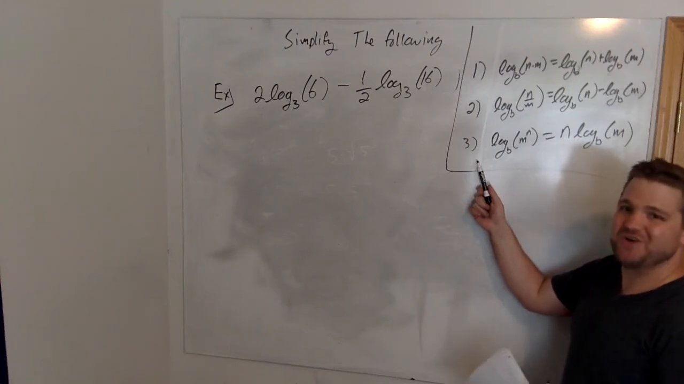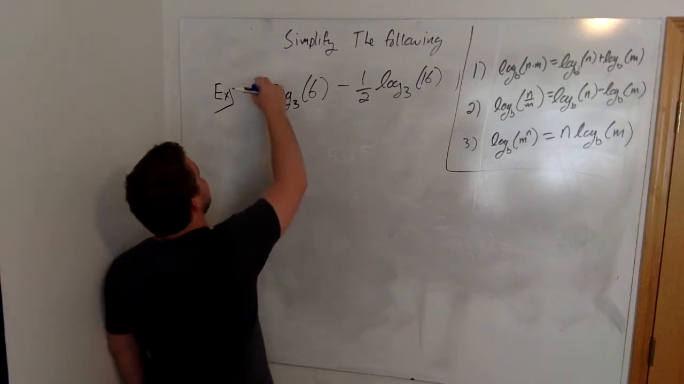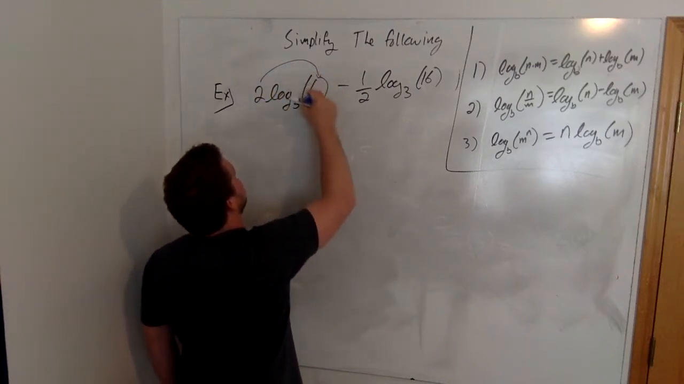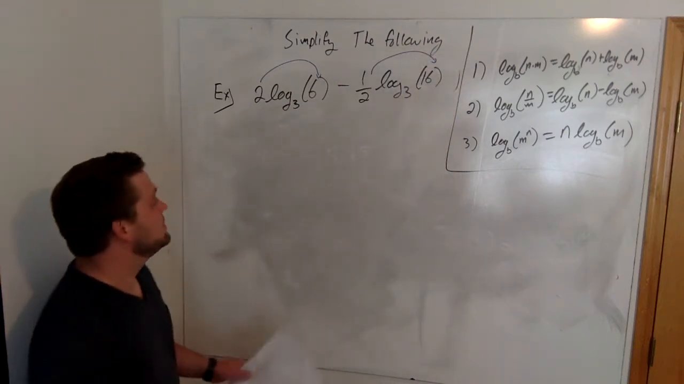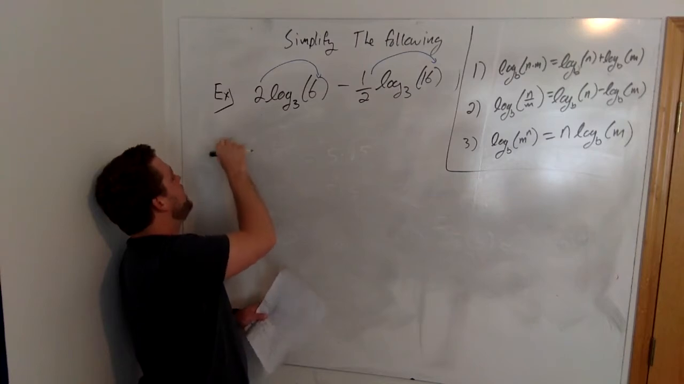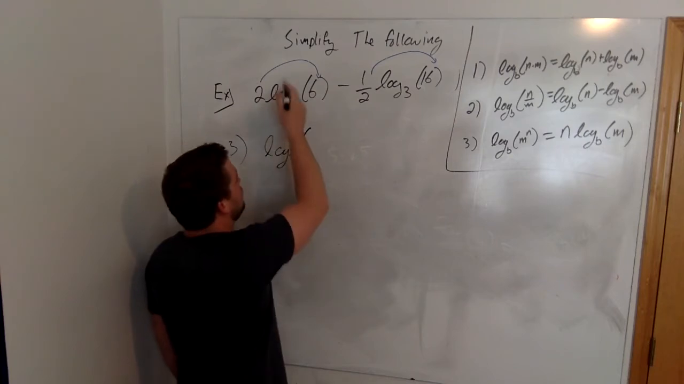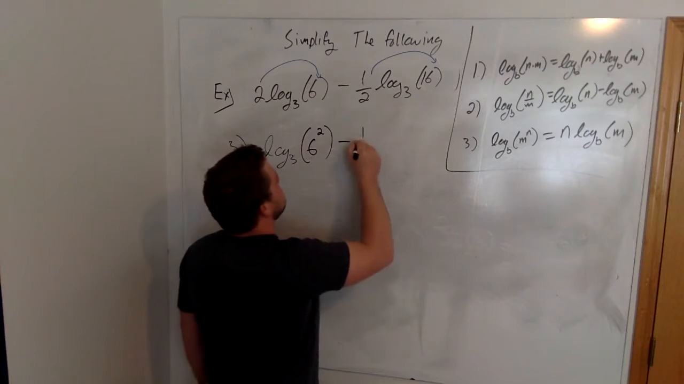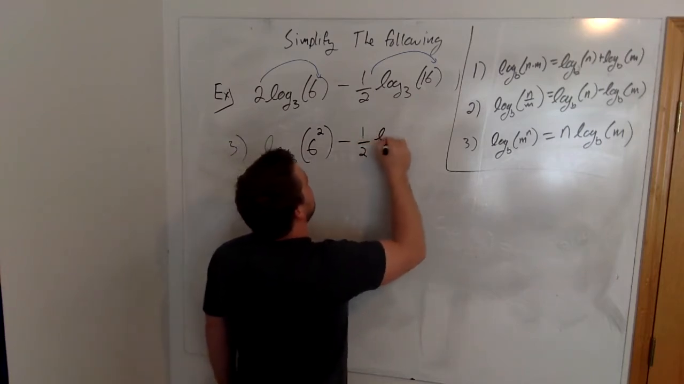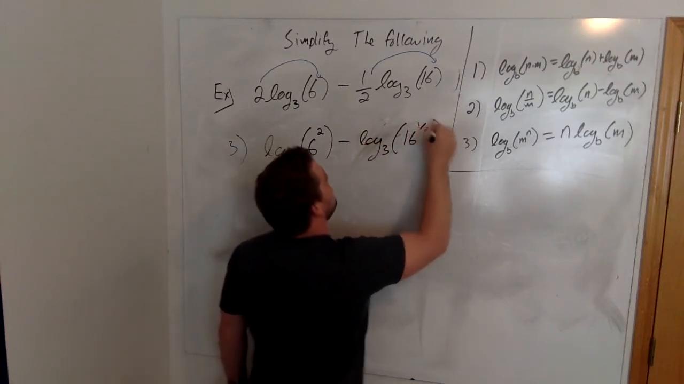Well, here's the star of the show, log rule 3. Log rule 3 allows me to move those inside the parentheses. I can take this 2 and write this as 6 squared. I can take this 1/2 and write this as 16 to the 1/2. So, using log rule 3 twice, this is equivalent to log base 3 of 6 squared minus log base 3 of 16 to the 1/2 power.